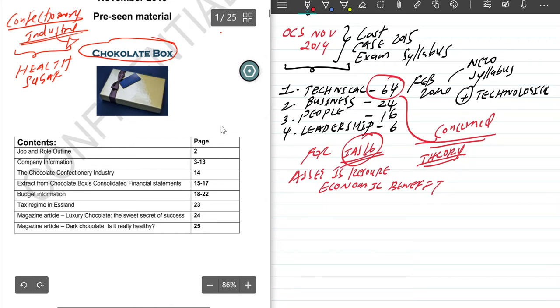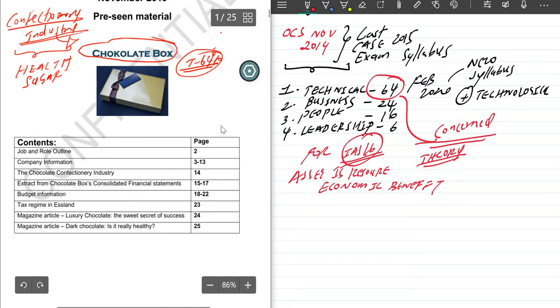And again I am reminding you the technical skill is 64%. So you need to be very strong with the theoretical knowledge, but also you cannot ignore the industry. And students, don't spend a lot of time on industry analysis, the main reason being the industry analysis in the operational case study is very little.